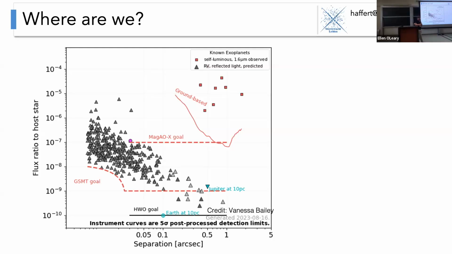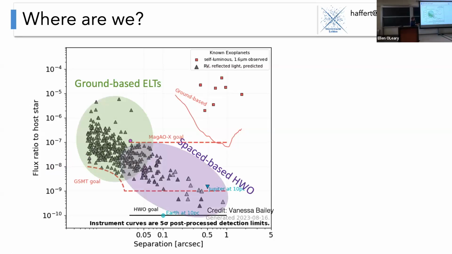So if we fill in actually what we think we can do with the extremely large telescopes and the space-based telescopes, then the ground-based ELTs can image this part of the planetary regime. So we get about 10 to the minus 8 because we are limited by these atmospheric speckles. And then space-based like HabWorlds can actually do this part because HabWorlds has better sensitivity, but it has a smaller inner working angle because it's a smaller telescope. So they are very complementary in types of reflected light planets that we can actually access, which is good.